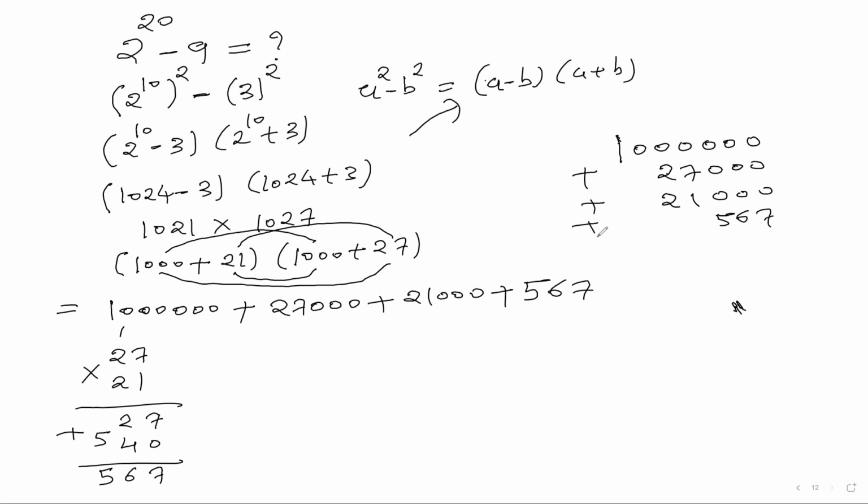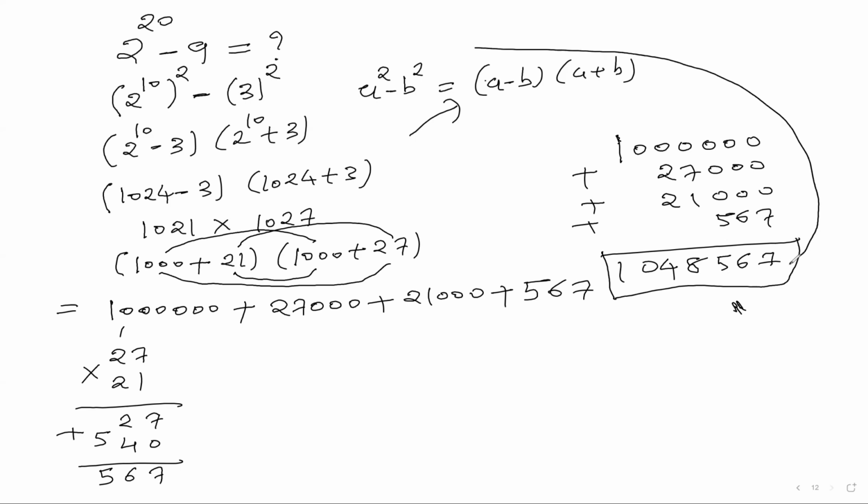Then we can add up everything. So at the end there's a 7, and this is 6, this is 5, and then 7 plus 1, which is 8, 2 plus 2, which is 4, and then there's 0 and there's a 1. So this is my exact final answer for the question, which is 2 power 20 minus 9.